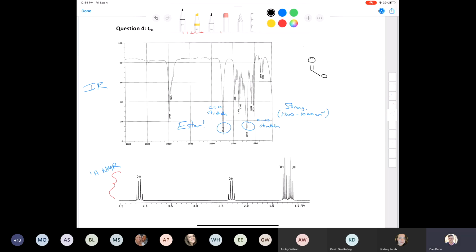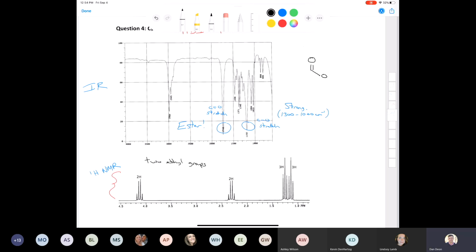Anything that anybody notices in the proton NMR? We have some triplets that integrate for 3 protons and 2 quartets that integrate for 2 protons. We saw this earlier today. Yeah, Diego says 2 ethyl groups. Right, exactly. So we probably have 2 ethyl groups.